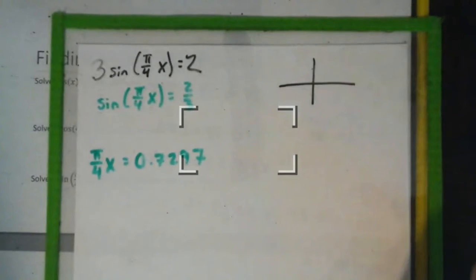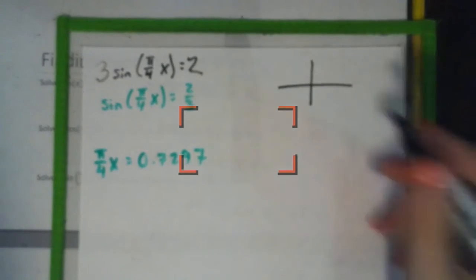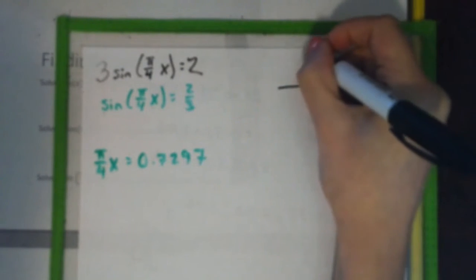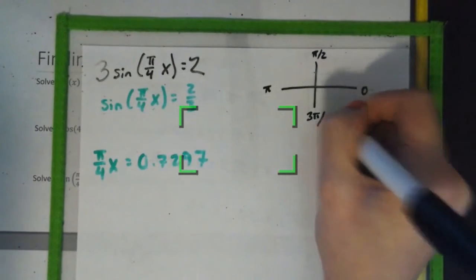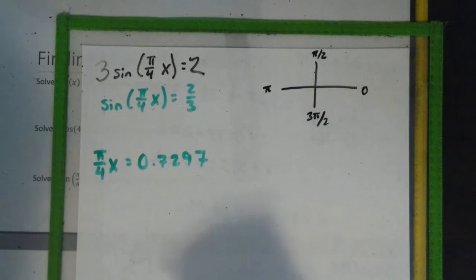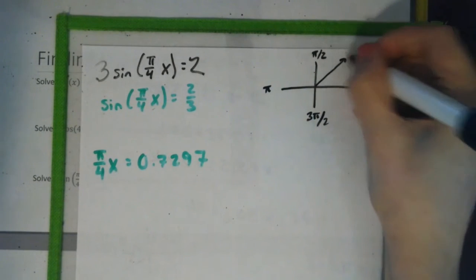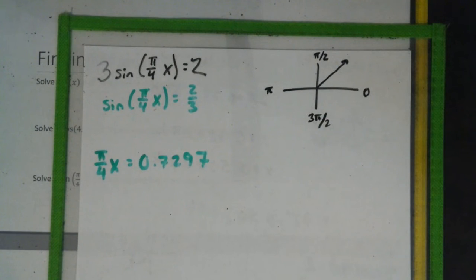Go over here. This is 0. This is pi over 2. This is pi and 3 pi over 2. 0.7297 falls in quadrant 1 because it's less than pi over 2, because pi over 2 is about 1.57. We have our first quadrant angle.